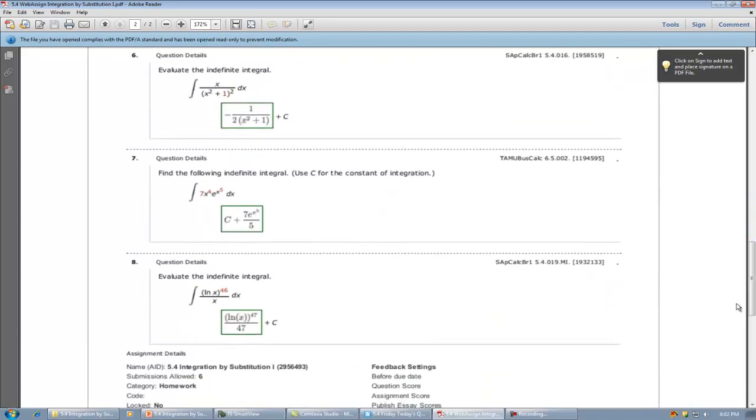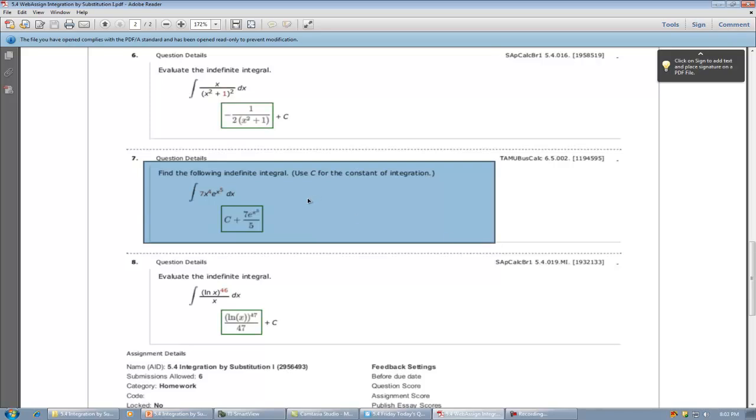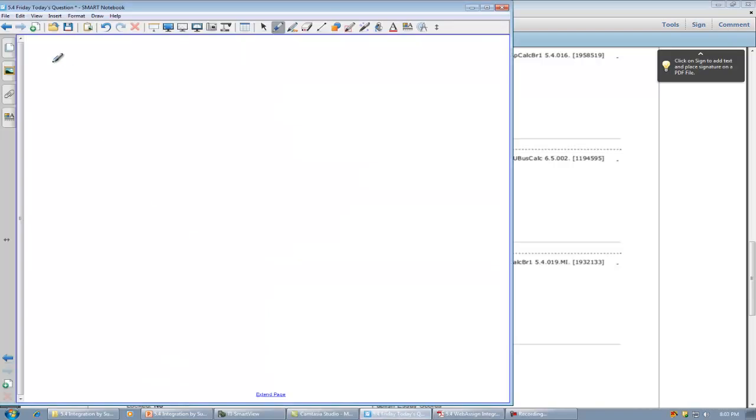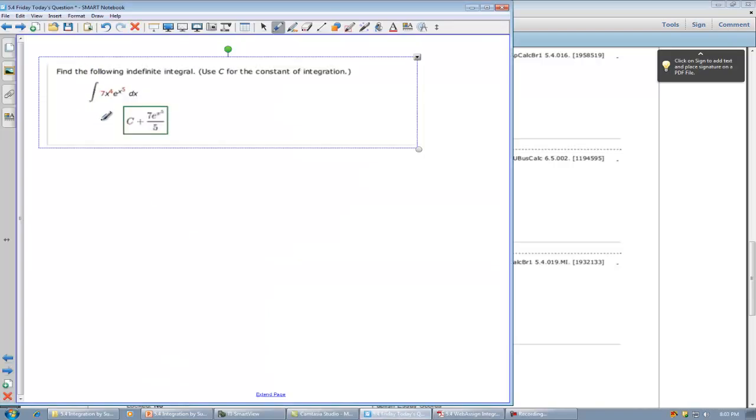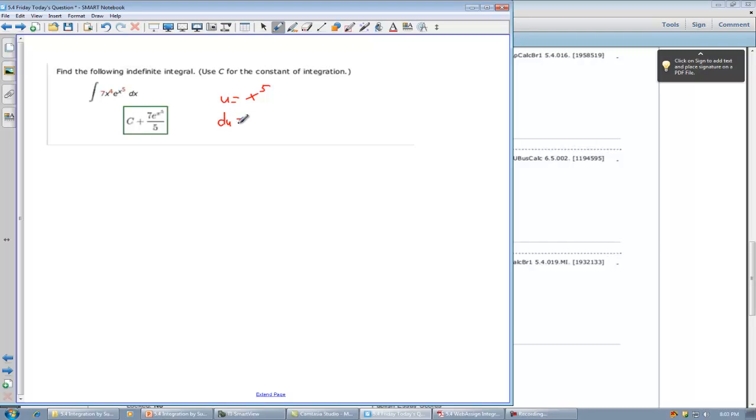So on number 7, what do we have? All right, so here's number 7. Again, it's not one of my 4 types, so I definitely have to make a u substitution. So u is equal to x to the 5th, because the derivative is almost 7 times x to the 4th, right? It's actually 5 times x to the 4th, but the powers match up, just the coefficients don't, which is fine because you can always move them over, right?